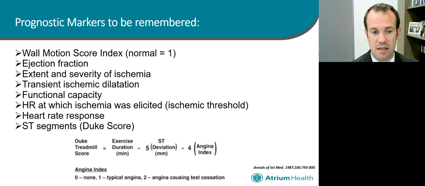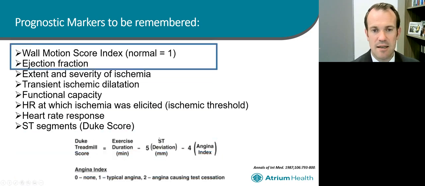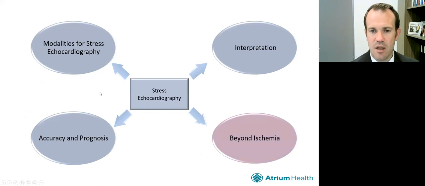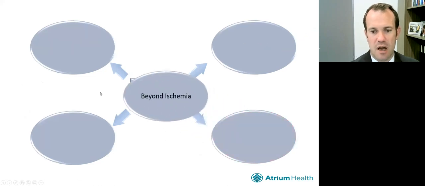Heart rate response, the ST segment response, and the Duke treadmill score are obviously something I've put in here because they're possible to examine. But really, the most robust prognostic markers are the wall motion score index and ejection fraction. So let's talk about what we can do beyond ischemia.